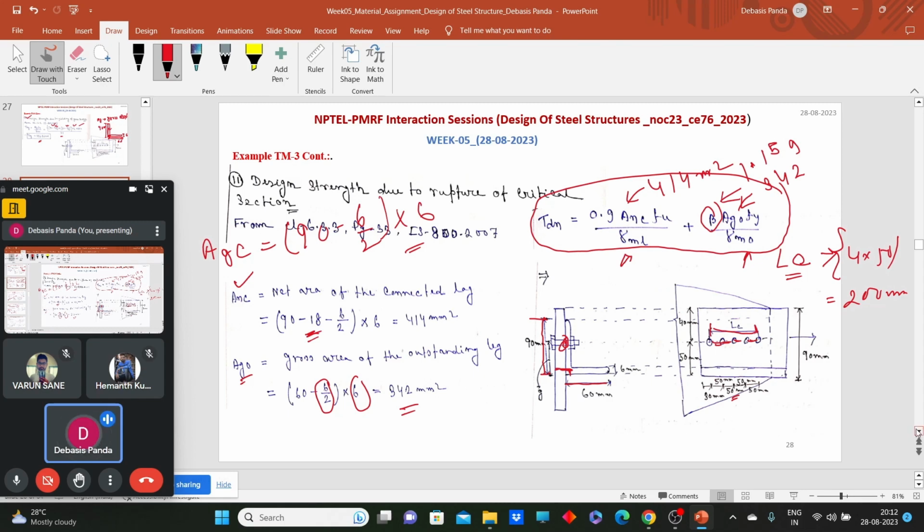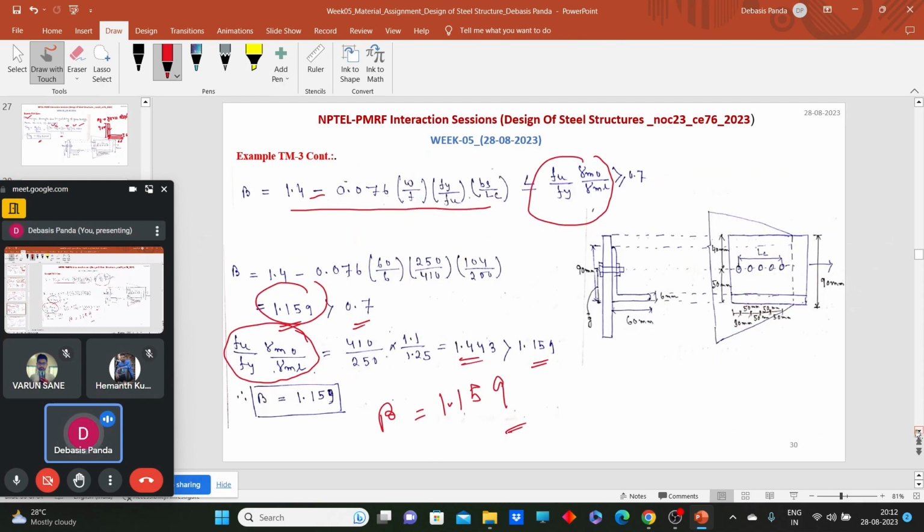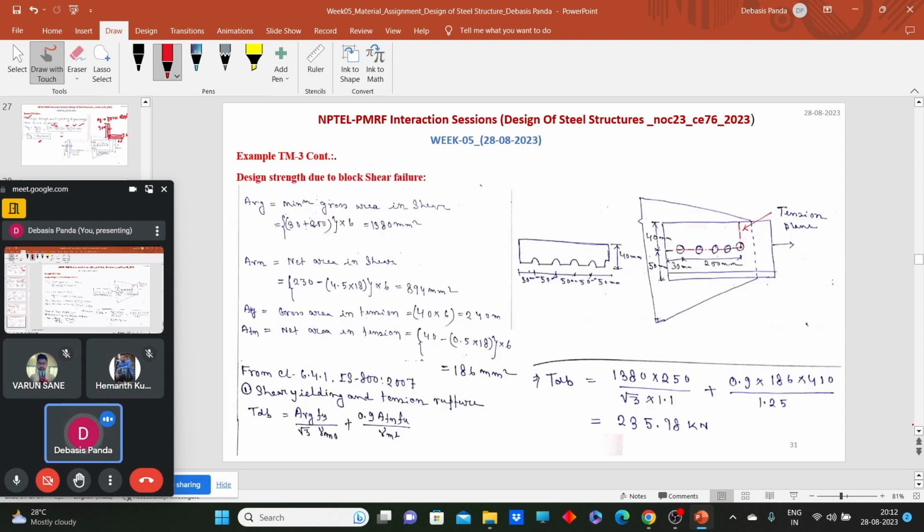Okay. Now one more thing we need to calculate here is the design strength due to block shear failure. Now it is an angle section. So generally this kind of block will come out like this will be my shear plane, and then the tension plane will occur along this side because the outstanding leg is on the other side. So it is a less likely phenomenon that this side will get ruptured. So we will have this kind of block that will come out.